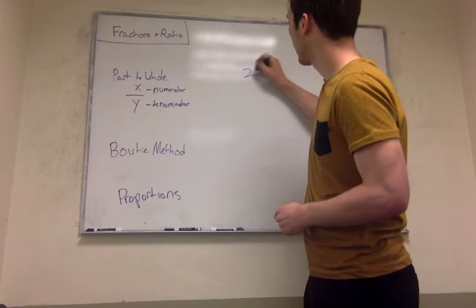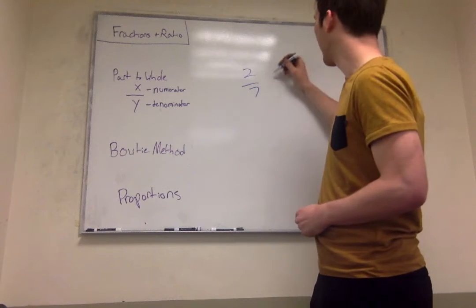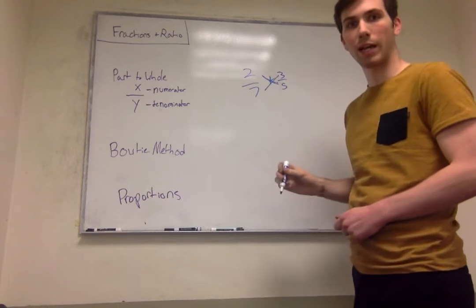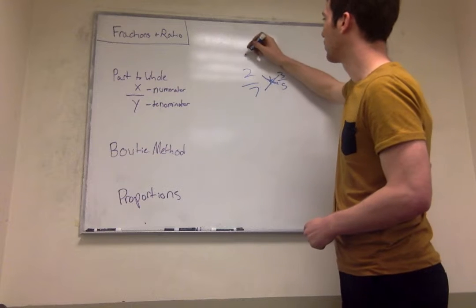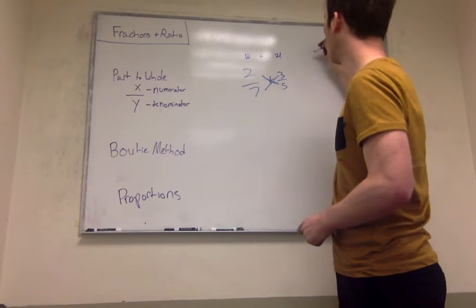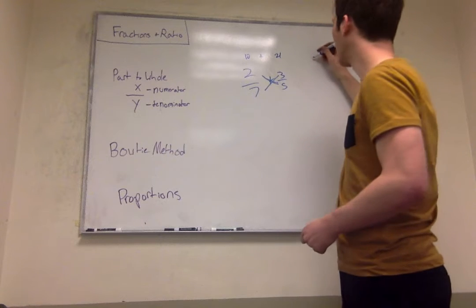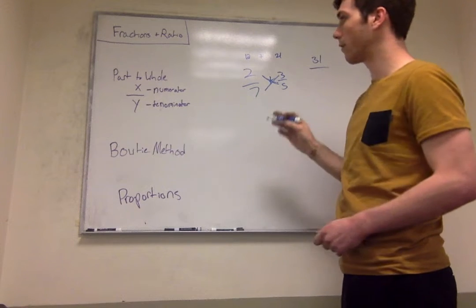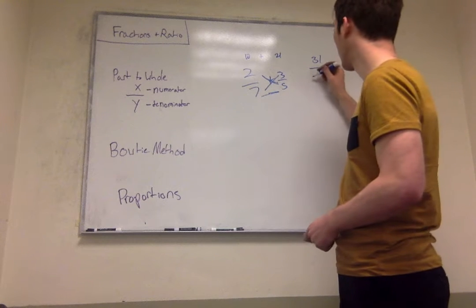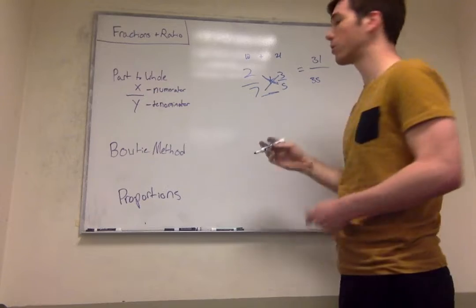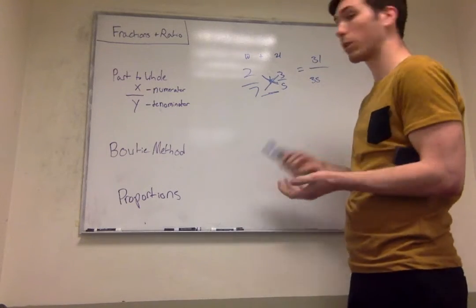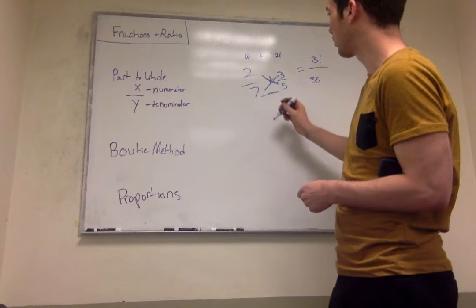So let's say we have 2/7 and we want to add that to 3/5. We're going to multiply these 2 diagonal sections. So 5 times 2 is 10, then 7 times 3 is 21. We add them up, and our answer for the numerator is going to be 31. And then for the denominator, all we're going to do is multiply these 2 original denominators, and that gives us 35. And our answer is 31/35. Not too tricky.